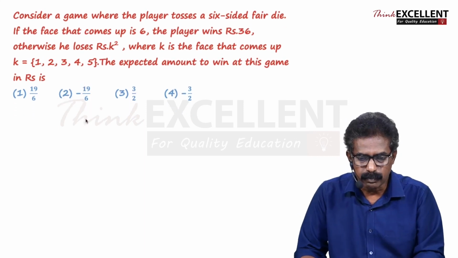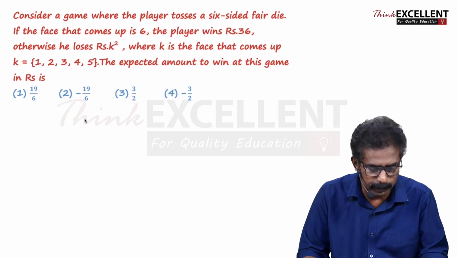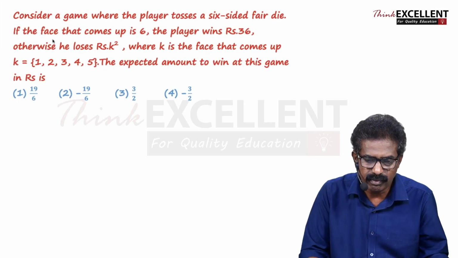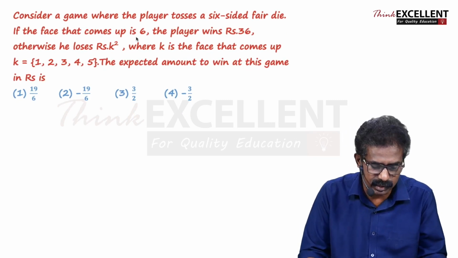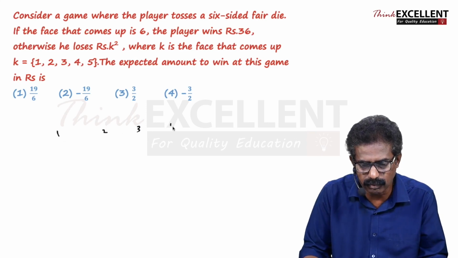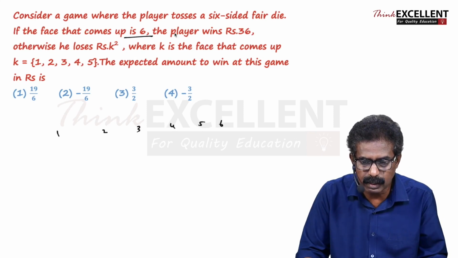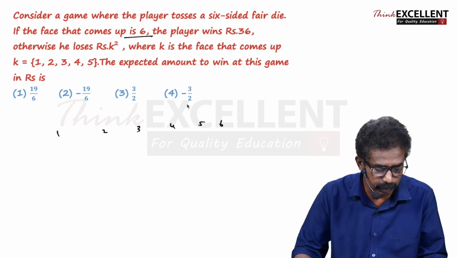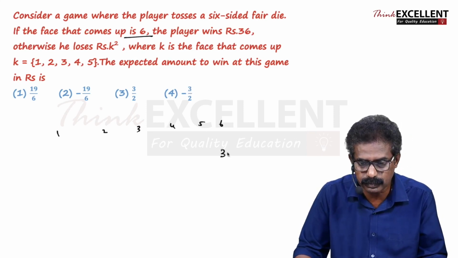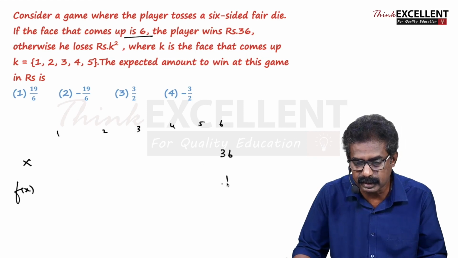Consider a game where the player tosses a 6-sided fair die. The die has faces 1, 2, 3, 4, 5, 6. If it shows 6, the player wins 36 rupees. So what is the chance he gets 36 rupees? Getting 6 means the probability is 1 by 6.